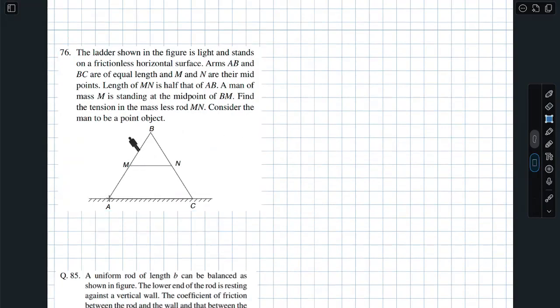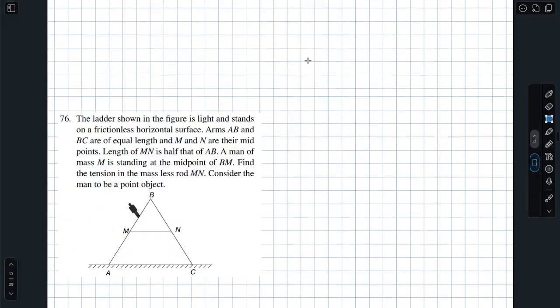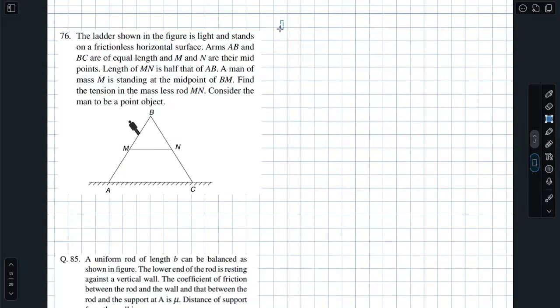Already MB is half of AB, and MN is also half of AB, so obviously it is an equilateral triangle. Yes or no? Right. Bhavana, see, this is what you need to observe. So clearly, what I can say is the angle is 60°.